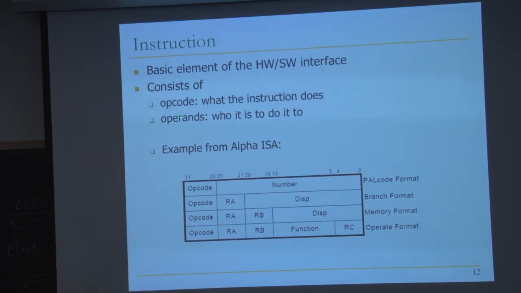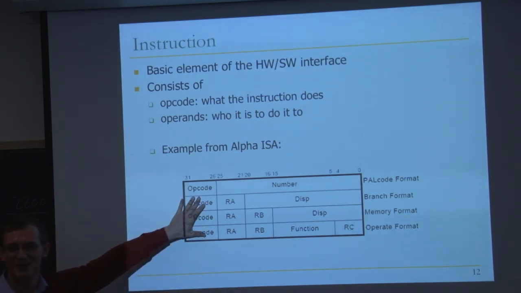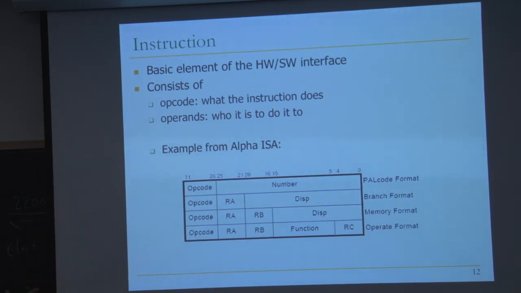It really consists of an opcode, what the instruction does, and operands, who it is to do it to, basically, on what the instruction operates. This is an example from a beautiful ISA. This is the Alpha ISA. It looks nice, right? Nice and clean. I was going to change the labs to Alpha because it's so beautiful, but Alpha is a dead ISA today. I thought you would be better off learning something like ARM. But you can see that it's nice, right? This is a branch instruction, memory instruction, and operate instructions.